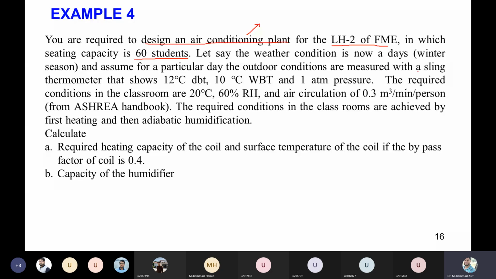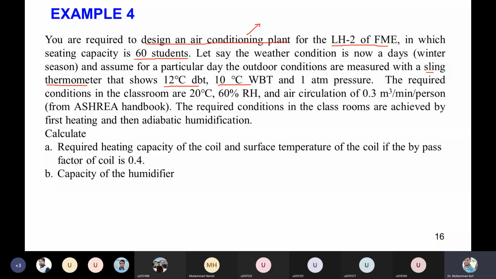measured with the help of a sling thermometer. You know that the sling thermometer gives you two temperatures, the dry bulb temperature and the wet bulb temperature. The dry bulb temperature is 12 degrees C and the wet bulb temperature is 10 degrees C, and the pressure is 1 atmosphere. The required conditions in the classroom are 20 degrees C and 60% relative humidity. So during the winter season, we want this condition in the classroom where the 60 students are sitting.